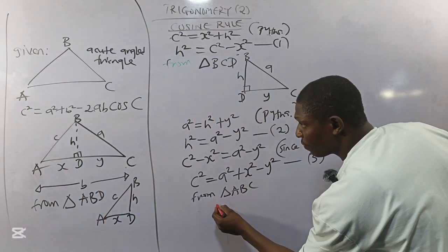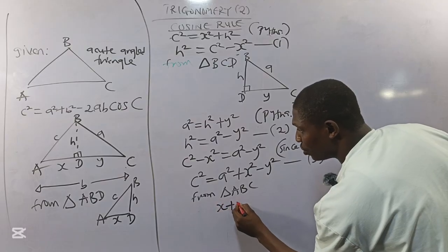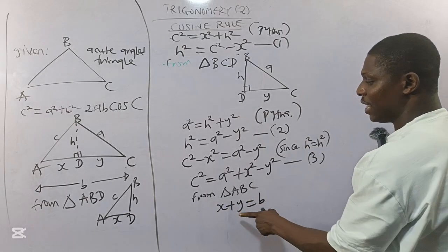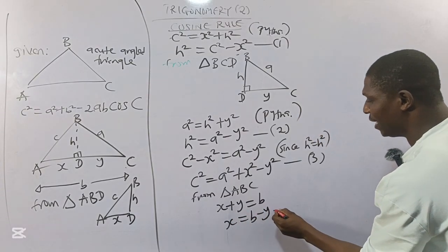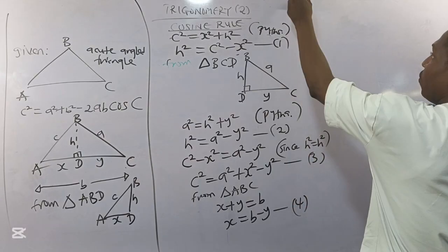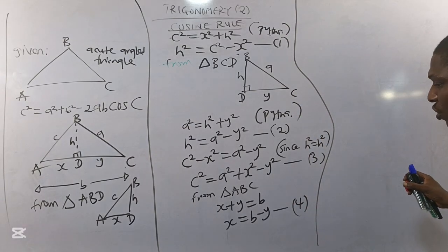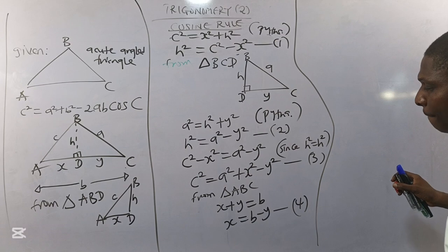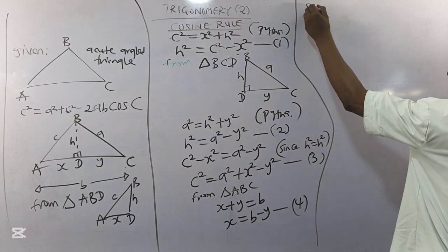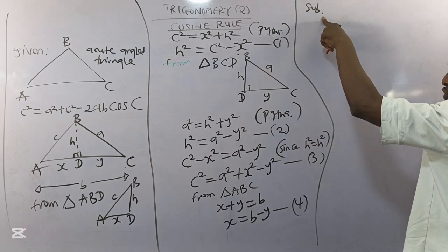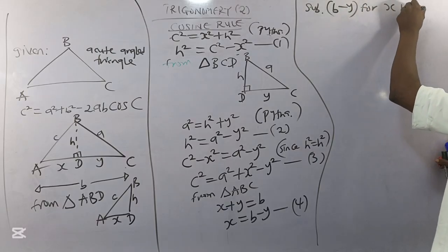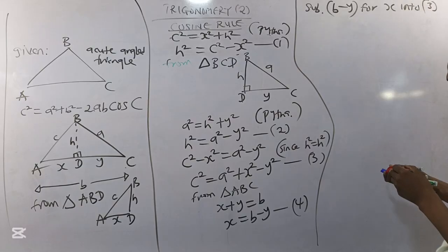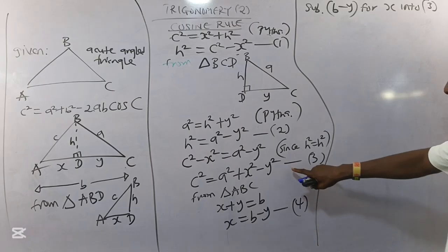So I have X plus Y to be equal to B. And I can make X the subject of the formula to give me X equal B minus Y. I can take this as equation 4. If this is my equation 4, I can therefore substitute B minus Y in brackets for X into 3. So I'm putting B minus Y for X into 3.